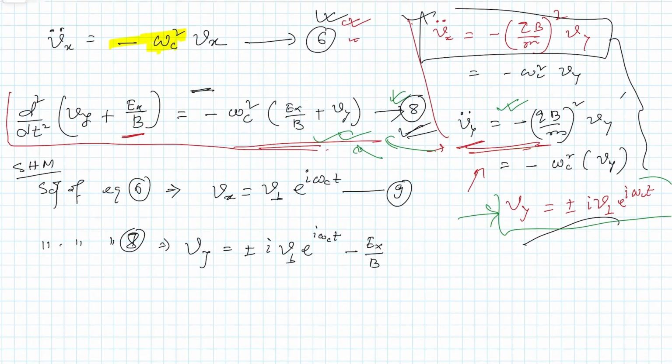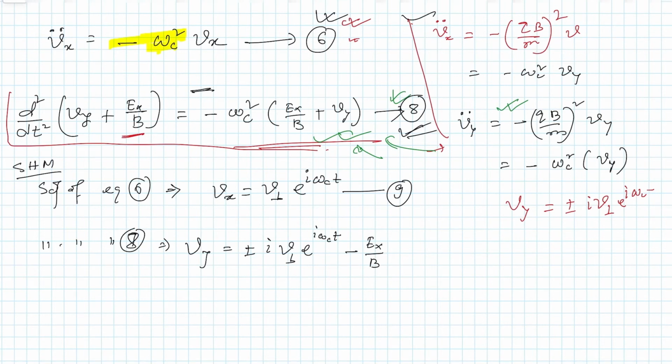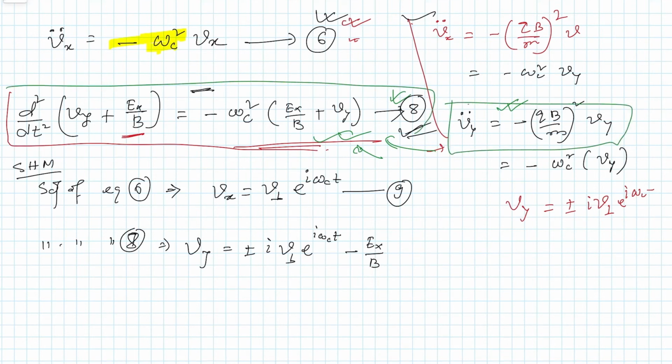Let me explain it again. You can see this equation and equation number 8, they are in the same form, but we have an extra term here, Ex by B, isn't it? So in the solution of this equation also we have to write the extra term, minus Ex by B here.